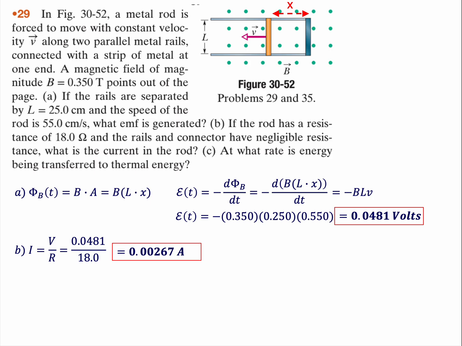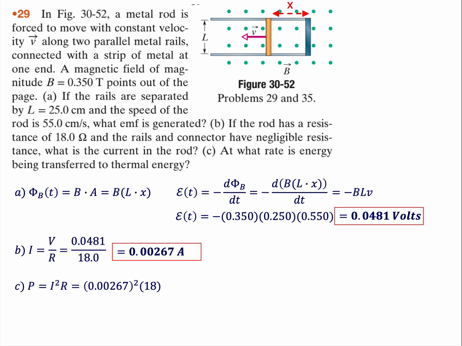Finally, in C, it asks, at what rate is energy being transferred to thermal energy? If you think about rate of energy being transferred, it's the change in energy with respect to time. In other words, what are we asking for in this case? Power. Now, I could use any power equation you want. We've got both voltage and current. You could have done just I times V, but I always like using I squared R for when I'm thinking about energy being dissipated in a circuit.